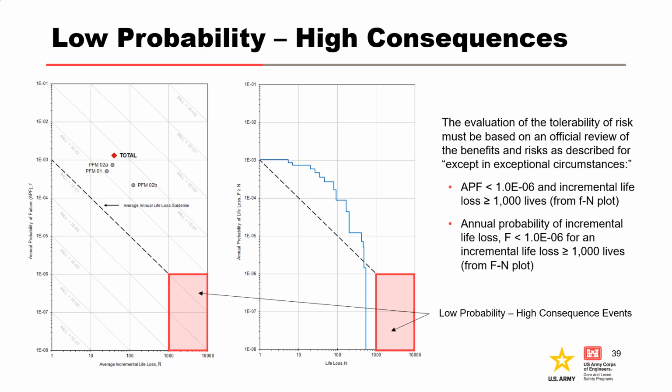This region is defined by life loss, average incremental for the little FN plot, and just incremental for the big FN plot, that is greater than or equal to 1,000, and an annual probability of failure less than or equal to 1 times 10 to the minus 6.